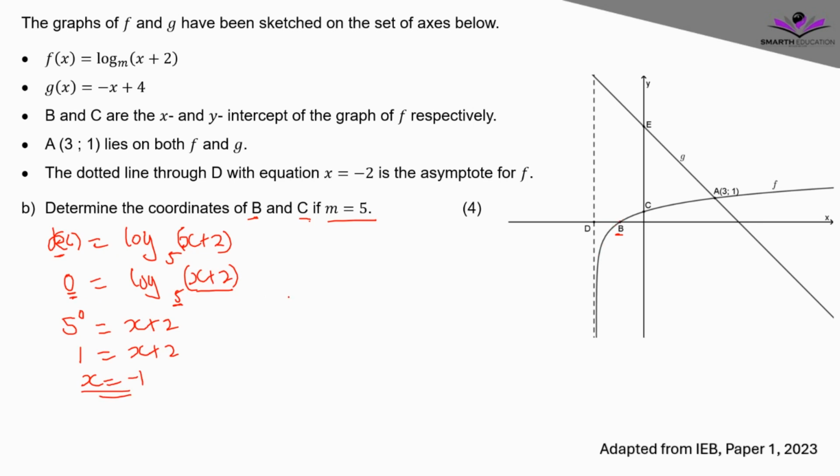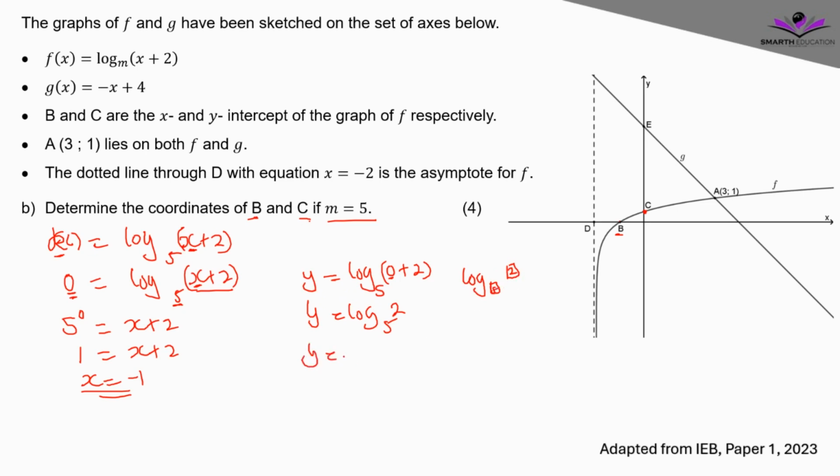Right, what about C? C is the y-intercept, meaning that x is equal to 0. So where there's x, we put 0. So it becomes y is equal to log(0 + 2), because where there's x, we put 0. And then we know the base is 5. So now we have y is equal to log 2 to base 5. Then you can put this in the calculator. In your calculator, check there's a function like this. You can use this function and then put 2 there, put 5 there, equals.